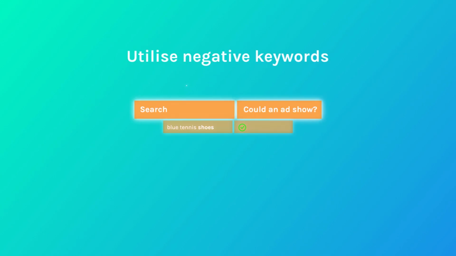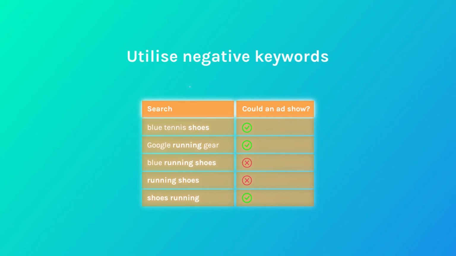Tip number 3, make sure you use negative keywords. So what negative keywords are is the keywords that you would add into your ad groups to make sure that search terms that are not relevant to you would not trigger your ads.